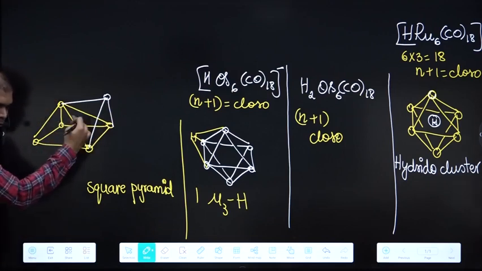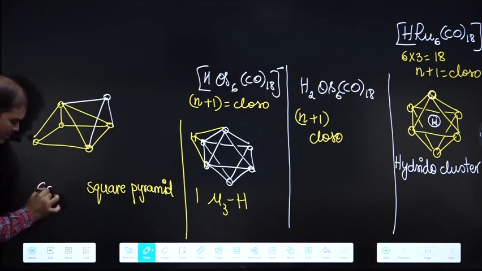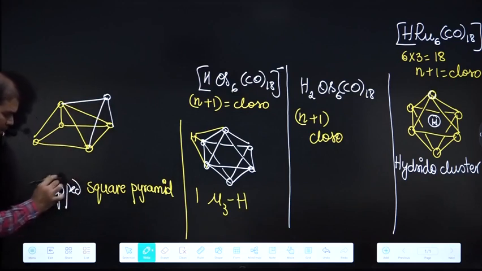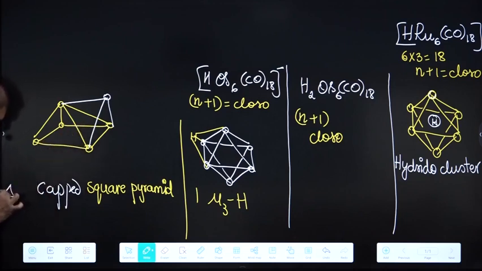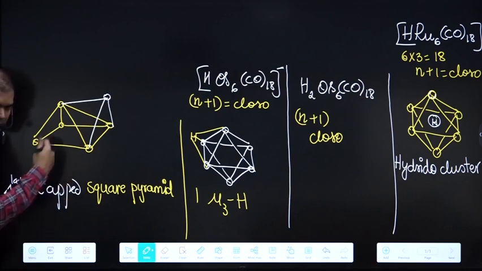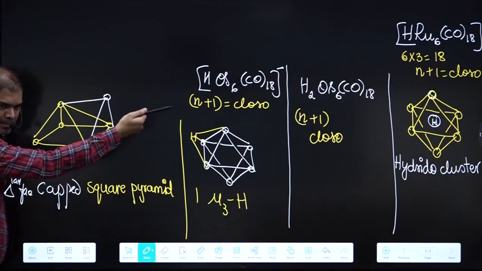So one of the triangular faces which is towards your right, I am just capping it. This is called a capped square pyramid. What is capped? Triangular face capped. Mono capped, but it is a triangular face. Square face is not capped, it is a triangular face capped. Okay. This is the structure of that cluster.